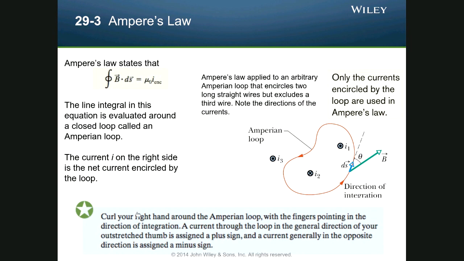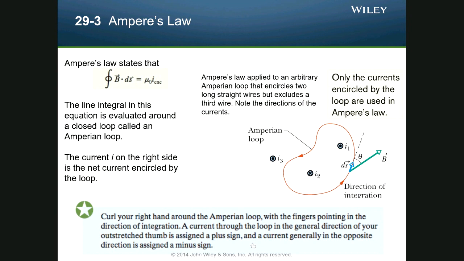But you want to curl your right hand around the Amperean loop with the fingers pointing in the direction of integration. So you have to choose this direction of integration. A current through the loop in the general direction of your outstretched thumb is assigned a plus sign, and a current generally in the opposite direction is assigned a minus sign. Let's read that again. A current through the loop in the general direction of your outstretched thumb is assigned a plus sign, and a current generally in the opposite direction is assigned a minus sign.